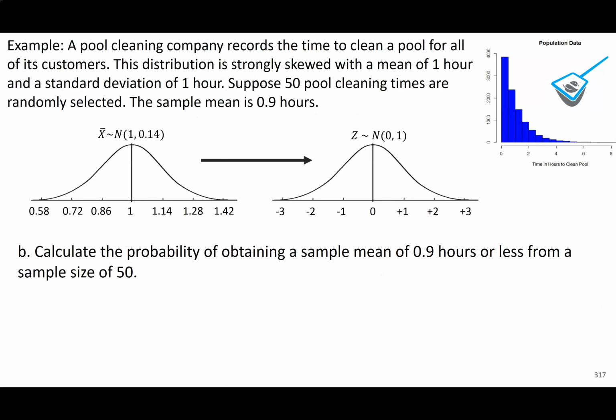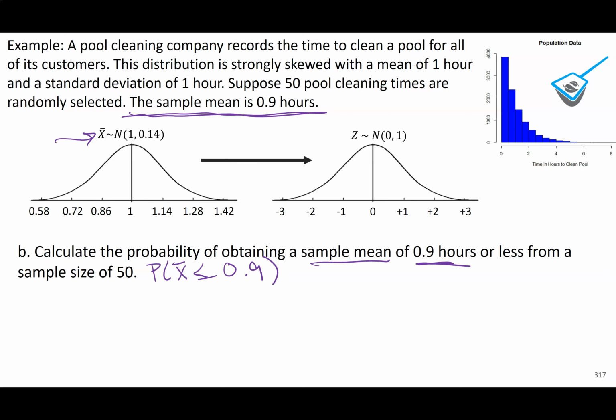So now that we have the distribution of X bar, it's normal with a mean of 1, standard deviation of 0.14. Now we want to actually incorporate the sample mean that we observed because we took 50 pool cleaning times, and that sample mean was 0.9 hours. So calculate the probability that if I were to take a random sample of 50, I'd get a sample mean of 0.9 hours or less. So what we're asking is the probability that the sample mean is less than, or equal to is pretty much the same now, 0.9.